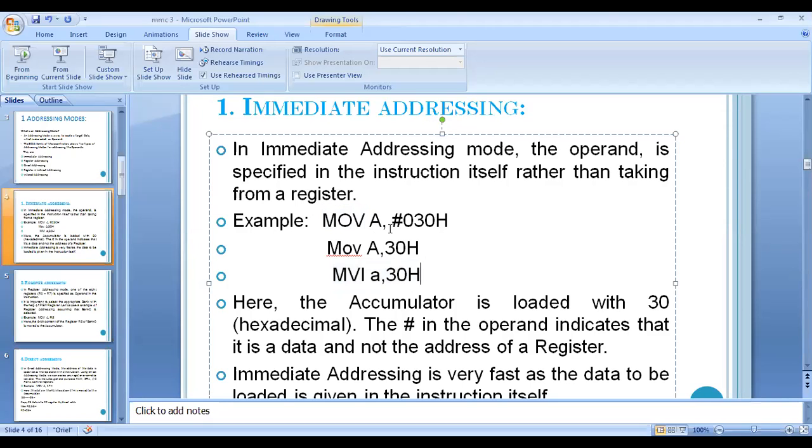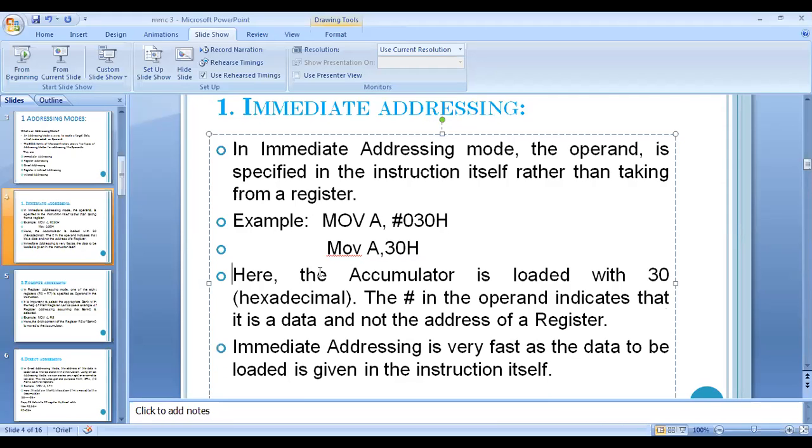So how can we differentiate between the data and the memory location? By the hash sign. Whenever there is a hash sign, we come to know that 30 is the immediate data, so directly we can take the value 30. When there is no hash sign, how can we recognize this? 30 is the memory location, and the data stored at this memory location we have to copy into the A register. Is it clear now?